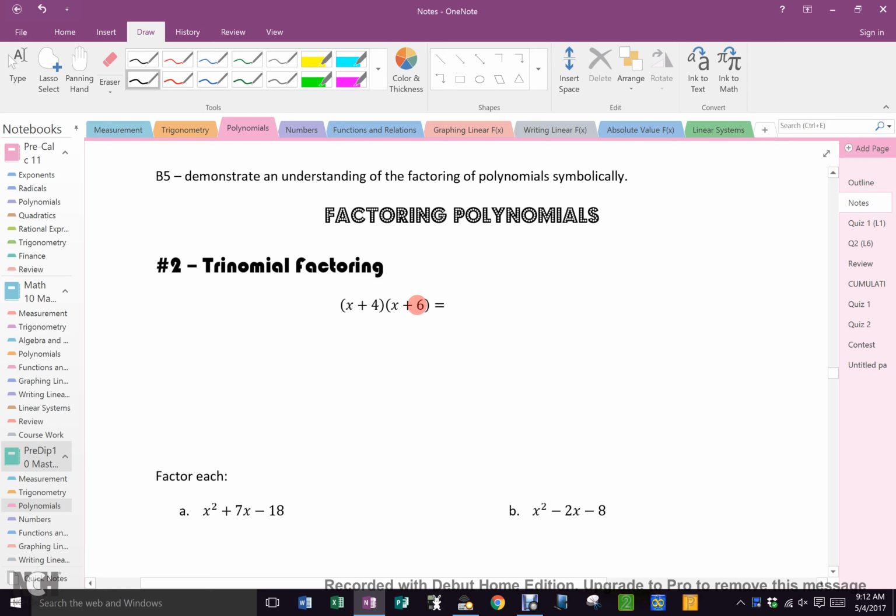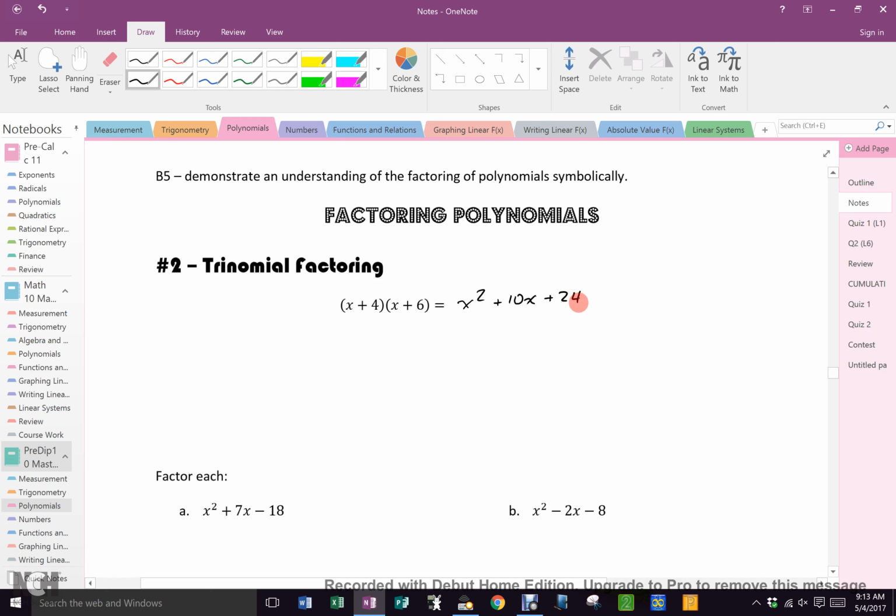If you were to see that, are those factors or a product? Factors. Why do you know they're factors? Because it is this binomial multiplying this binomial, yeah? Okay. So what would the answer be? X squared plus 10x plus 24.